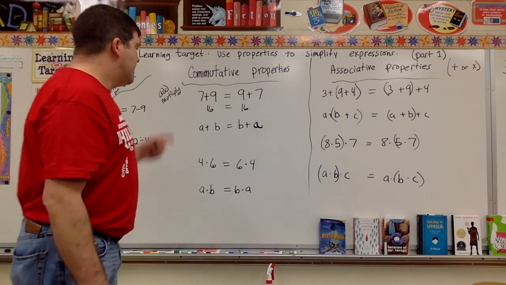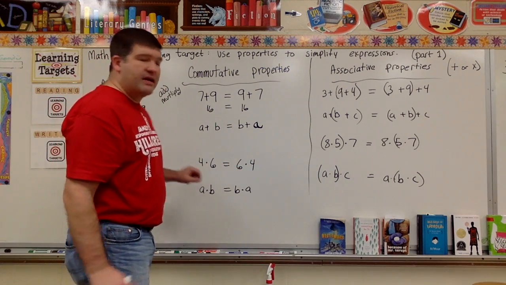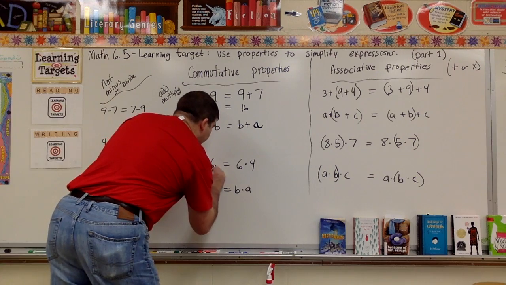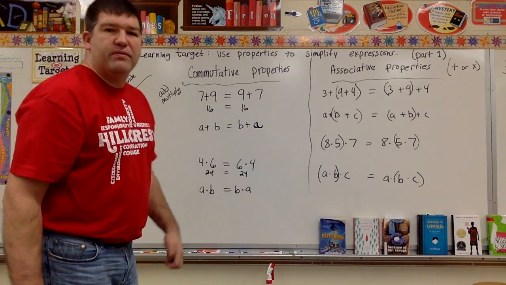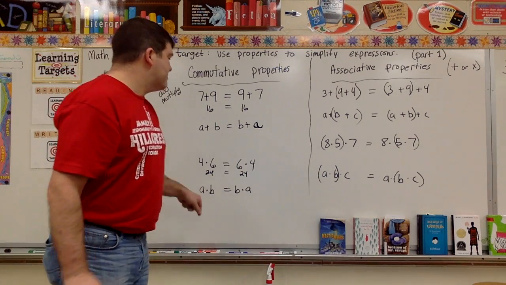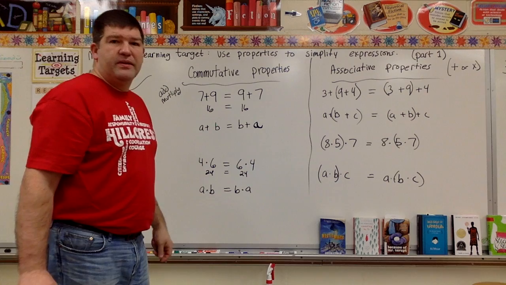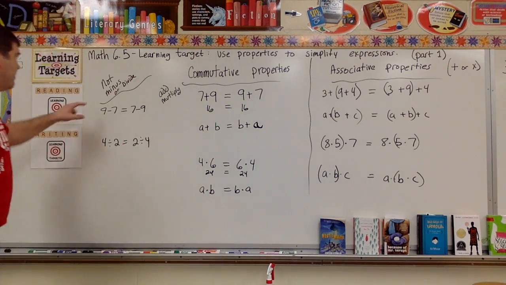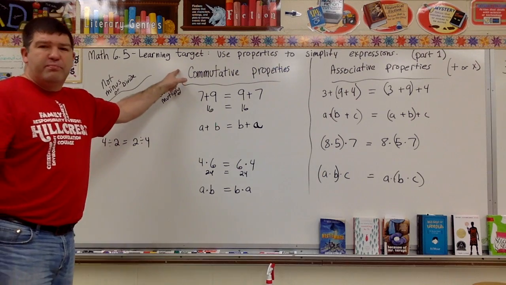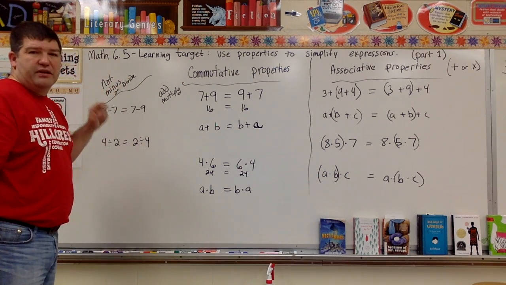Now multiplying is the same thing. 4 times 6 equals 6 times 4. 4 times 6 is 24. 6 times 4 is 24. Doesn't matter which one comes first. This works because of the commutative property. Now, I put over here, this commutative property does not work with subtraction or division.